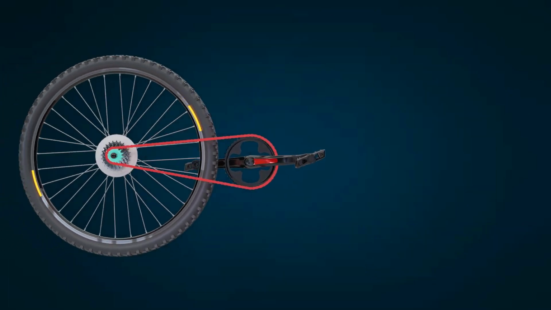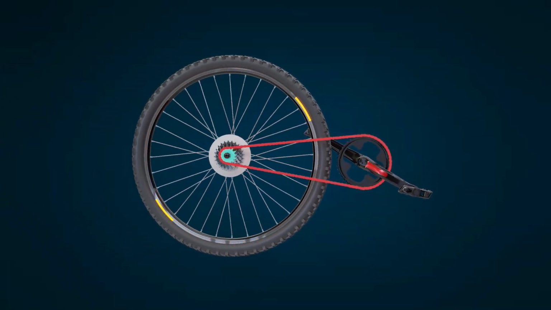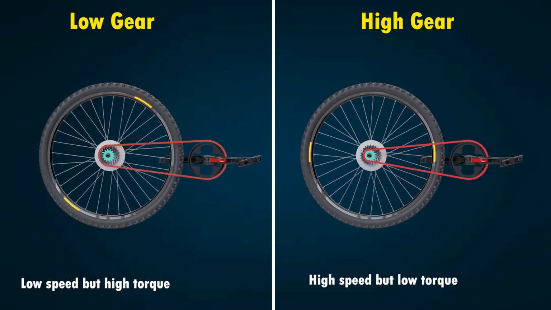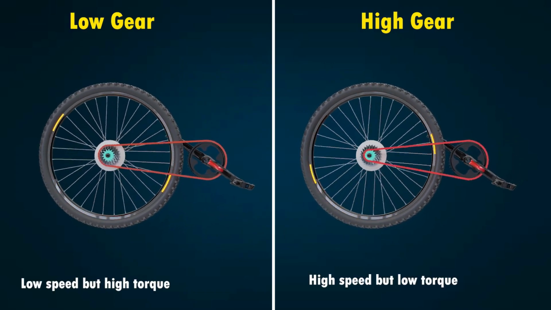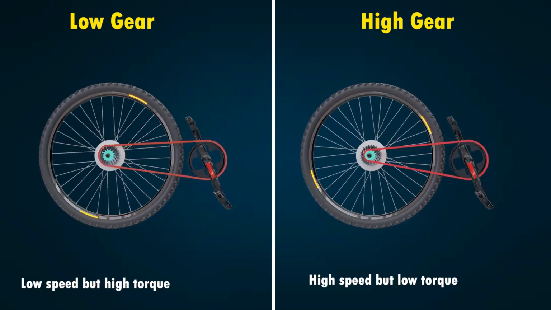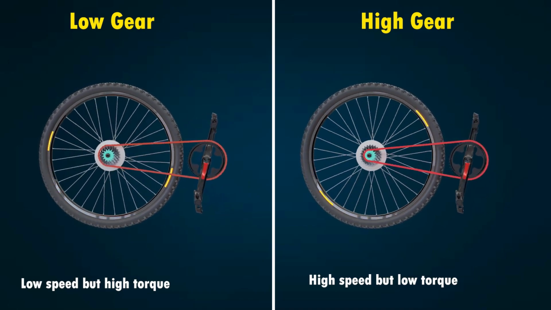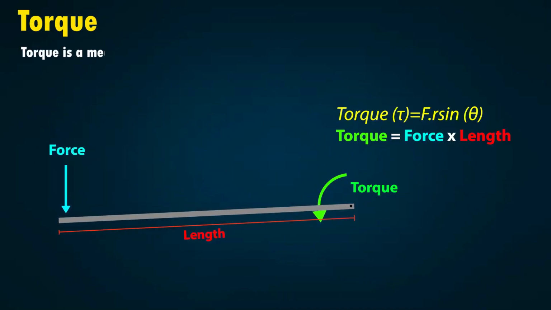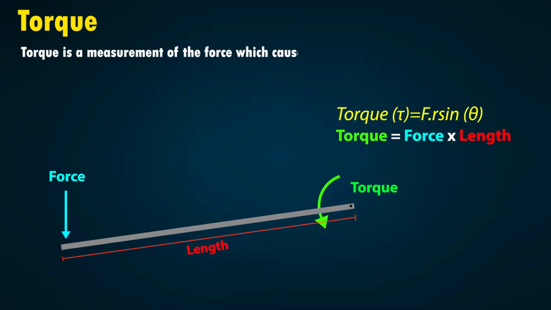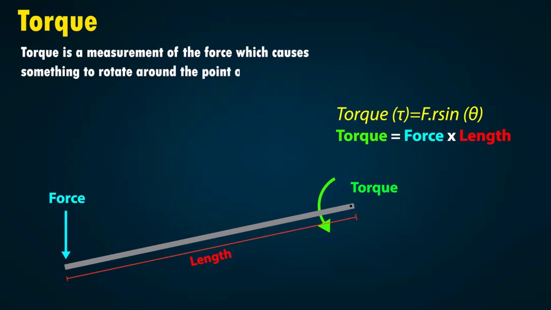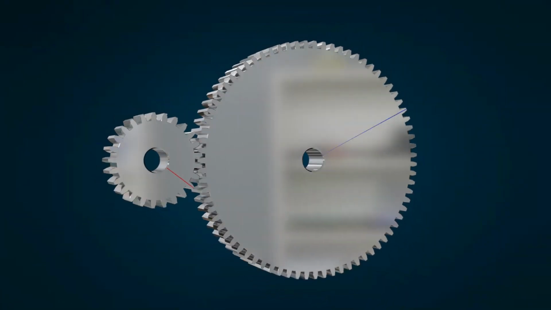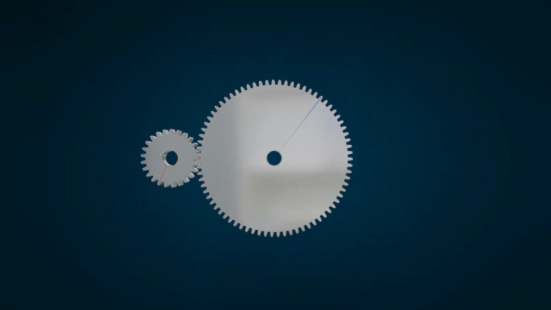Let's understand the gear principle with the help of bicycle and gear ratio. A lower gear provides low speed but high torque. A high gear gives high speed but low torque. Torque is a measurement of the force which causes something to rotate around a point or axis. Manual transmissions work on the simple principle of gear ratio.